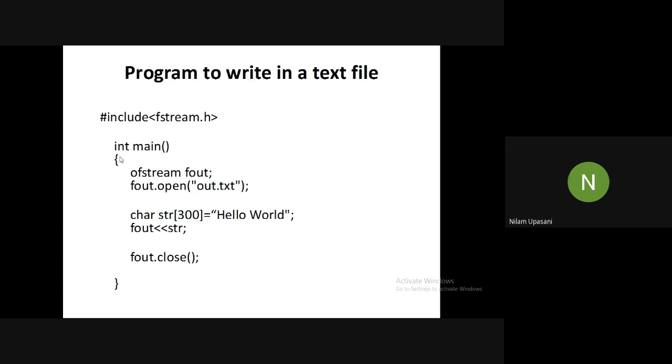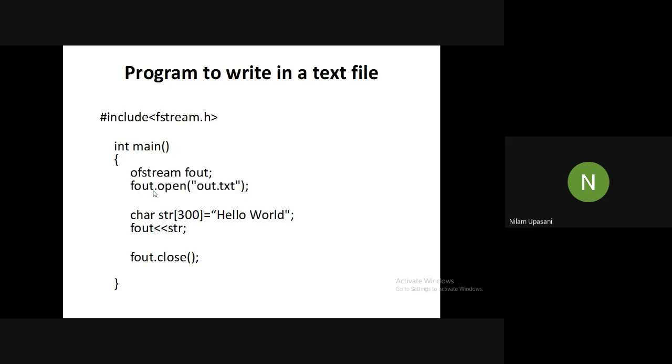Then in the main program, I'm creating the object of ofstream. Okay, and then on this object I say open out.txt. So open out.txt is what? This is the file name. If it already exists in that folder, it will open that file. If the file does not exist, it will create it. If it does not exist, the compiler will create it, open it, and then whatever you want to write in that particular file, you can write with the help of this object.